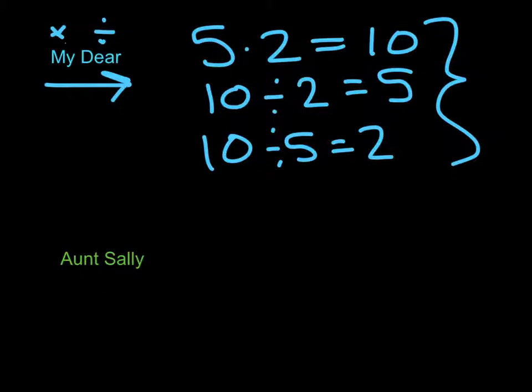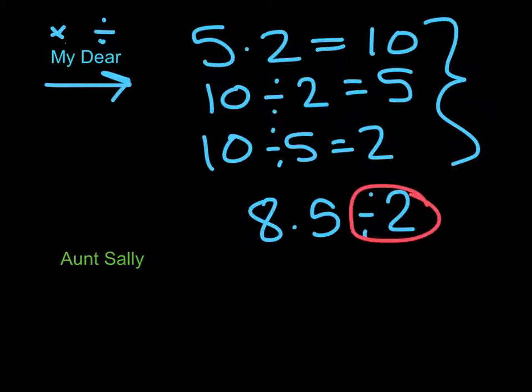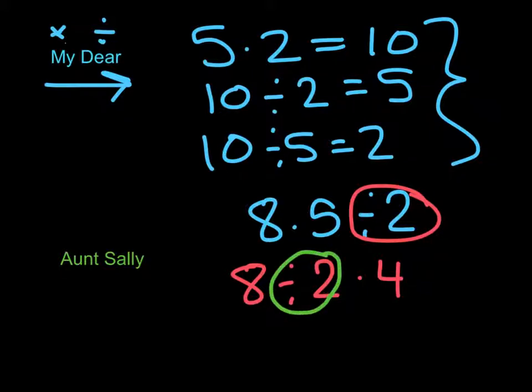The big thing is this. If I had, let's say, 8 times 5 divided by 2, the big thing here is that I'm dividing by 2. Technically, if I did 8 divided by 2 first, that would be okay, and then times 5, as long as it's the 2 that I'm dividing by. Okay? Same if I give you another example. If we had 8 divided by 2 times 4, same thing. As long as I'm dividing by 2, it's kind of okay which order I do it.